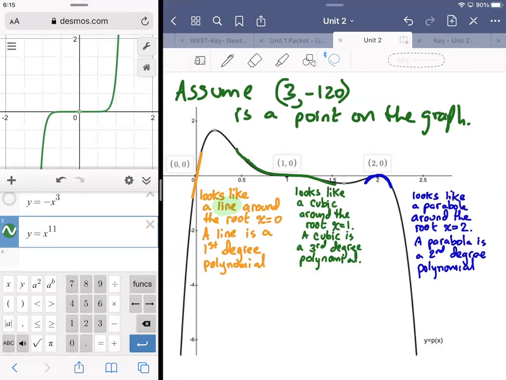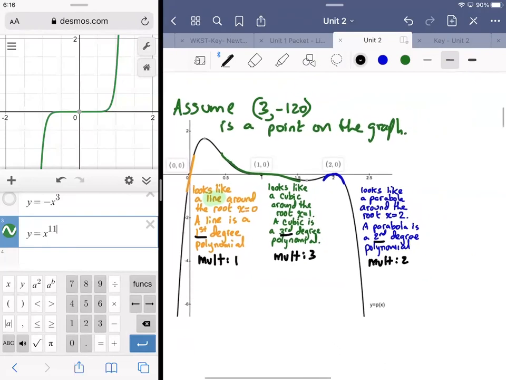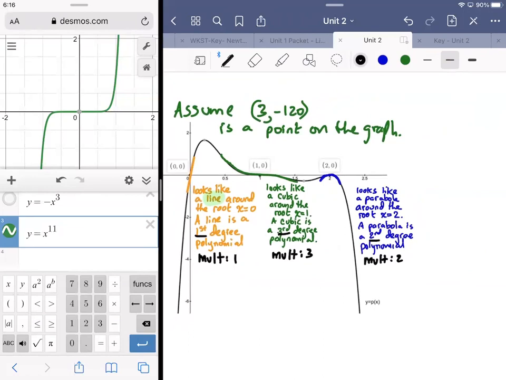What that allows us to do is give each one of these what we call a multiplicity. All right, the line has a multiplicity of 1, because it's a first degree polynomial. The cubic has a multiplicity of 3 because it's a third degree polynomial. And the quadratic case, or the parabola case, is multiplicity 2 because that's a second degree polynomial. Right? So if you know those three cases, then you're going to be in pretty good shape.